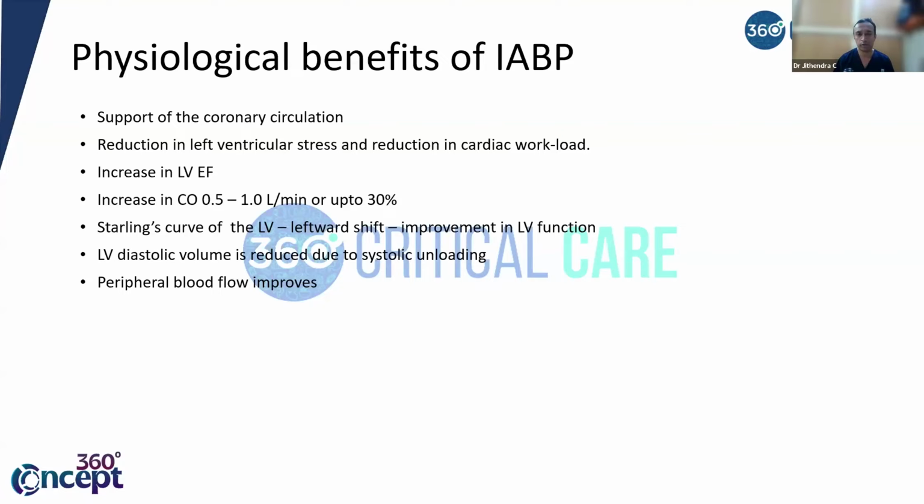They may ask you a question on Starling's curve also. Obviously, a right side movement of the curve means the LV is becoming bad. So obviously, you're putting in an IABP to facilitate the LV, so you can blindly say it is a leftward shift. Apart from that, there is systolic unloading. And I told you, even the peripheral blood flow improves. When the balloon inflates and deflates, there is distal pushing of the blood that will improve your peripheral perfusion also. This is not very significant, but this is what they'll be asking.